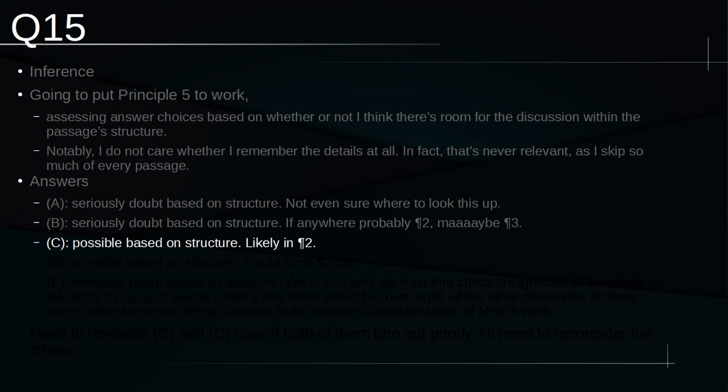along with the people who were emigrating as a sort of completed art form. So if I found anything about this, it would probably be in paragraph 2. D also I consider a possibility. It's possible based on the structure. It could be in paragraphs 2, 3, or 4.